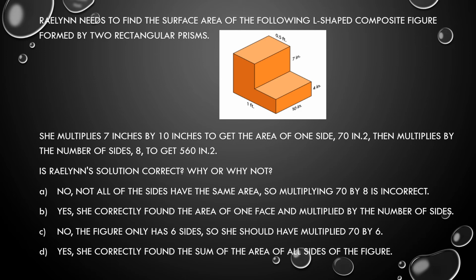She multiplies 7 inches by 10 inches to get the area of one side, which is 70 inches squared, and then multiplies that by 8 because there are 8 surfaces to this figure here. Is her solution correct, yes or no?